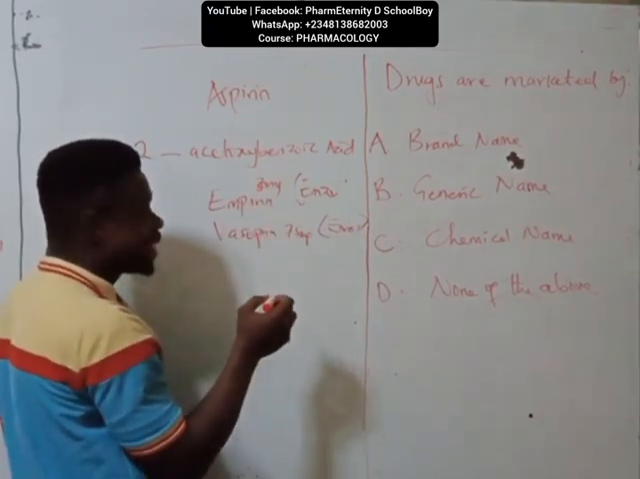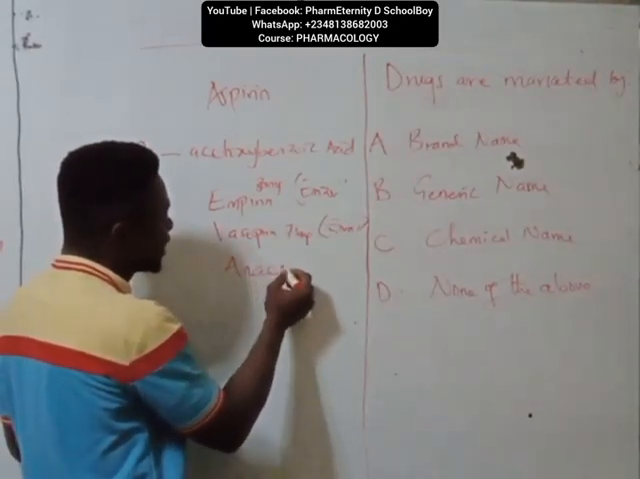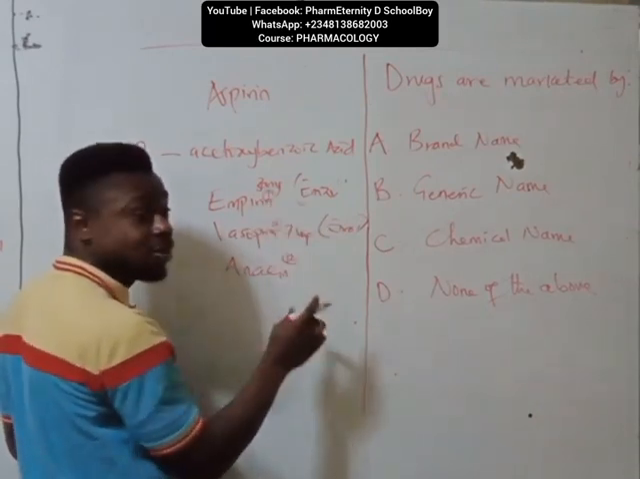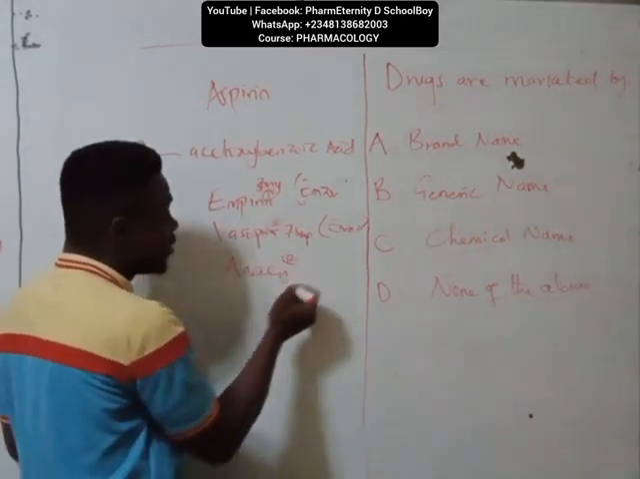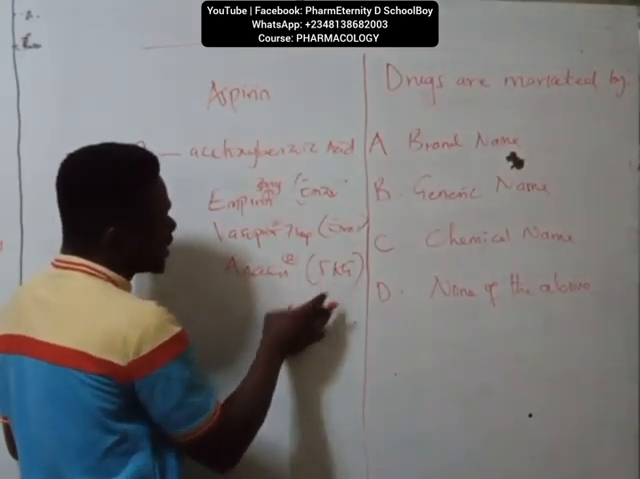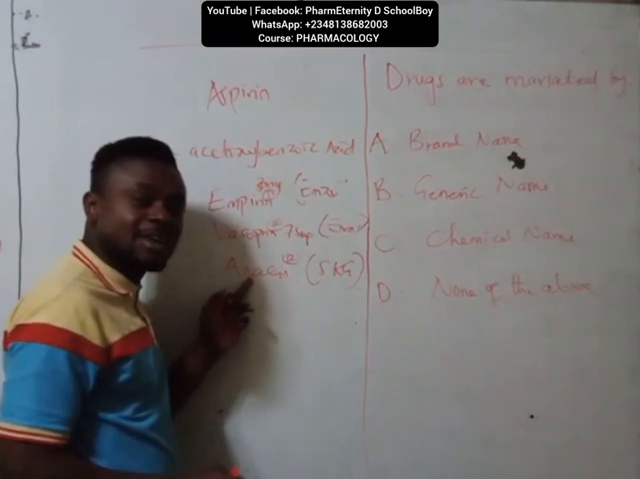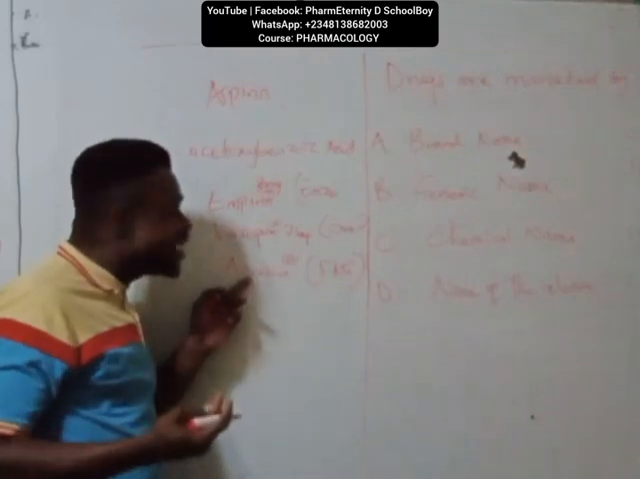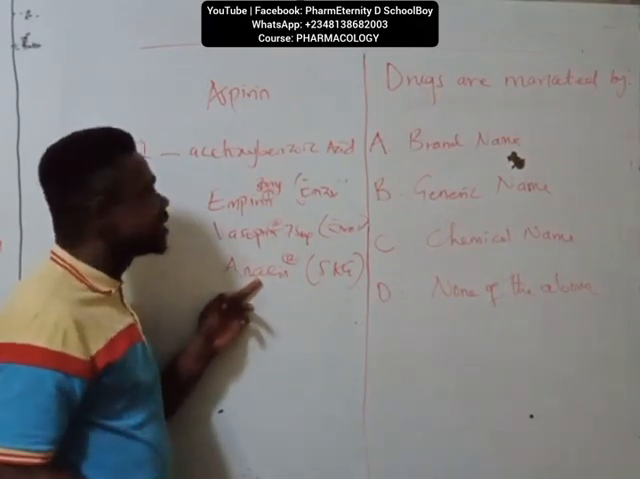We have the one by SKG, they call their own Anacin. These things are branded. Anacin and Emperine are not the innovator brand, but still they are branded. Anacin by SKG. So SKG markets their own aspirin 300 mg tablet as Anacin. With this name, it is easy for anybody to just call Anacin.